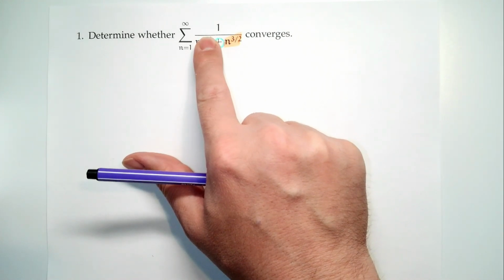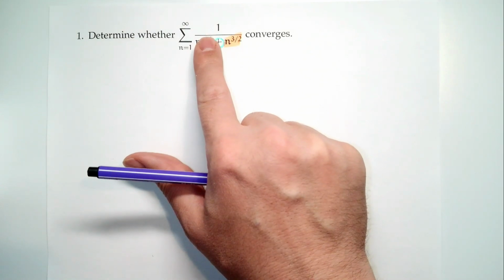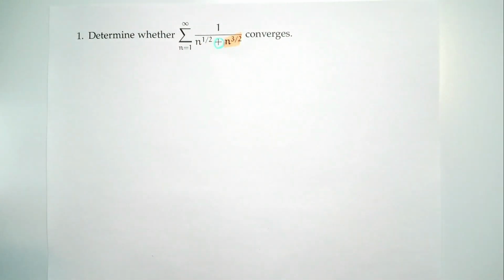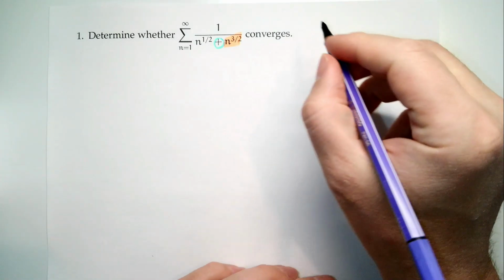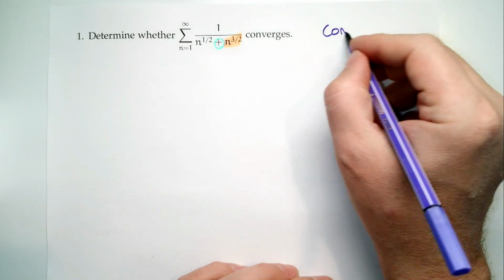Well, okay, does it converge? Yes. How do we know? Well, what kind of sum is it? It's a p-series. It's a p-series where p is 3 halves, and therefore it converges. So we now know the answer to this question. Does it converge? Yes, it converges.